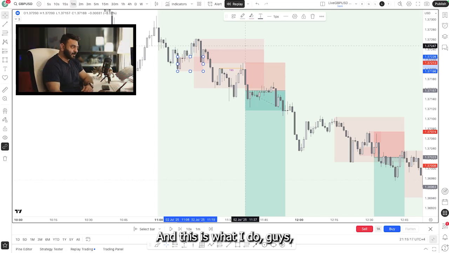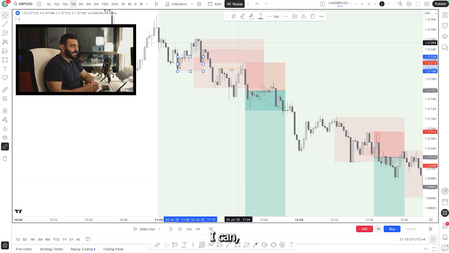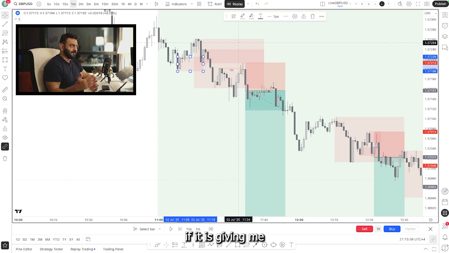And this is what I do, guys. I get trading opportunities pretty much on every 15-minute candle. Depending on my trade management style, I can let it run. I can partially close and let the runner run till the end of the session. I can look at every candle throughout the day to see if it is giving me a strong bias in a direction that I want to trade in, given that my mechanical setup is presented here.